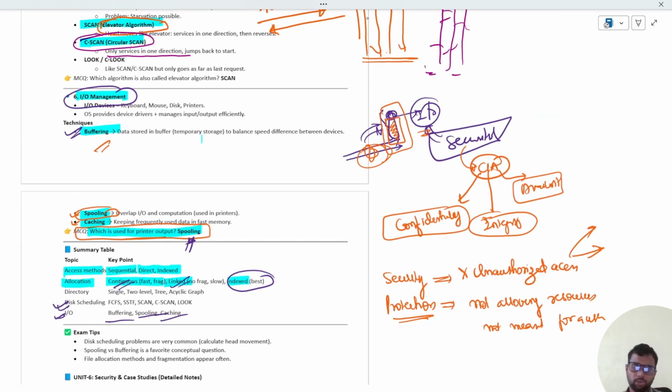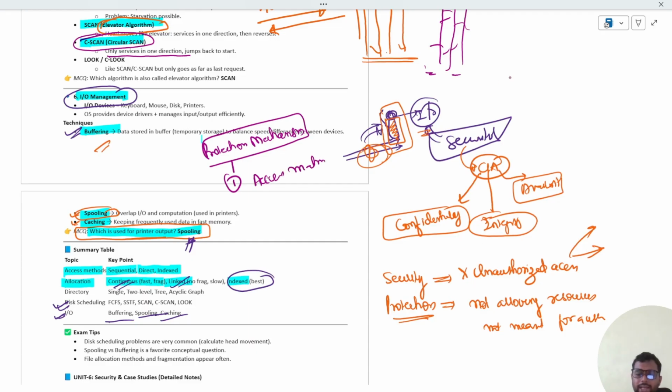See, there could be resources. For the protection mechanism, there could be three techniques. What could be the three techniques? Number one, it could be the access matrix.